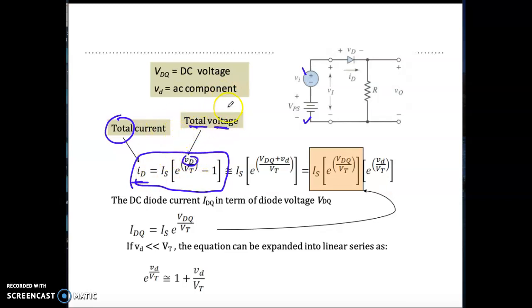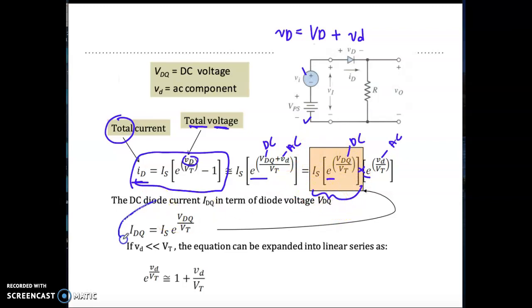So you're going to expand this total to become DC and AC. That's why VD total equals capital V_D plus small v_d. So this is AC, this is DC. Okay. So when you expand this exponent, it becomes a multiplication. So you have e to the power of this DC and another exponential of this AC. Okay. So the orange color here will denote the DC current.